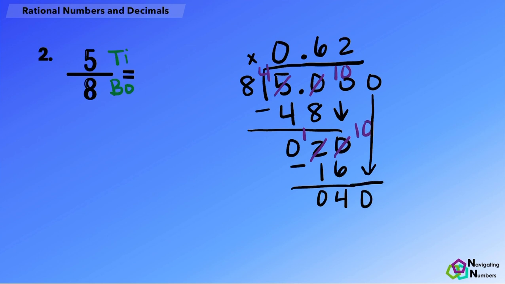So now 8 goes into 40 5 times. 8 times 5 is 40. So 40 minus 40 gives me a remainder of 0. So 5/8, or 5 divided by 8, is the decimal 0.625.